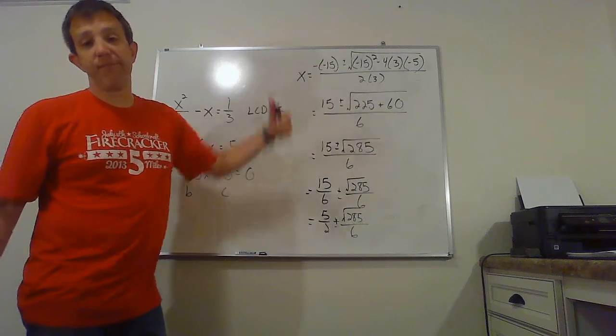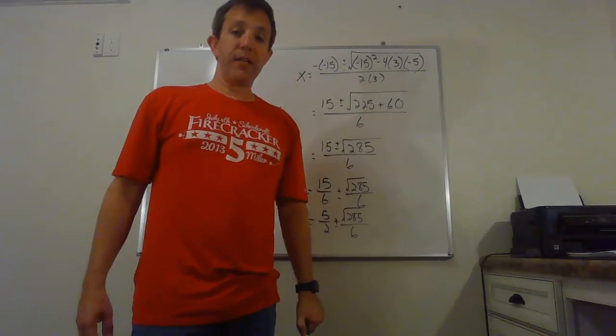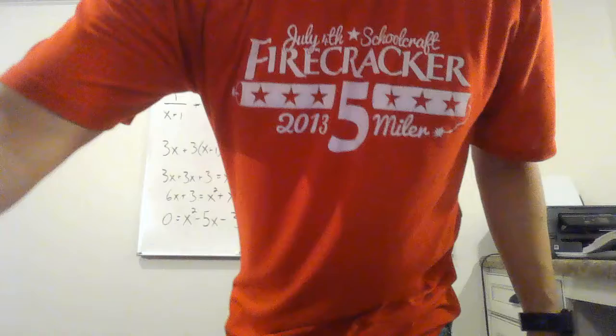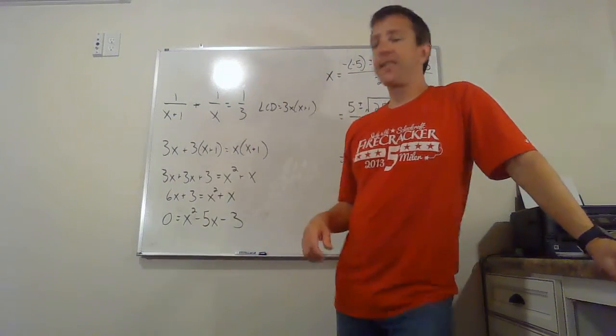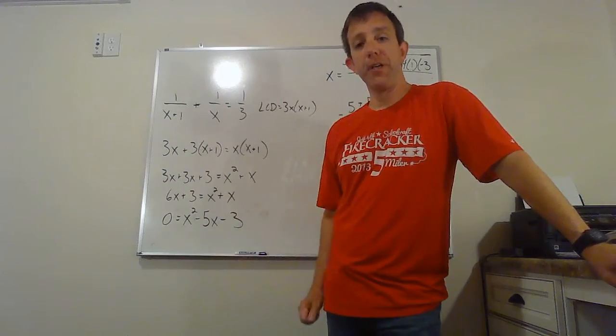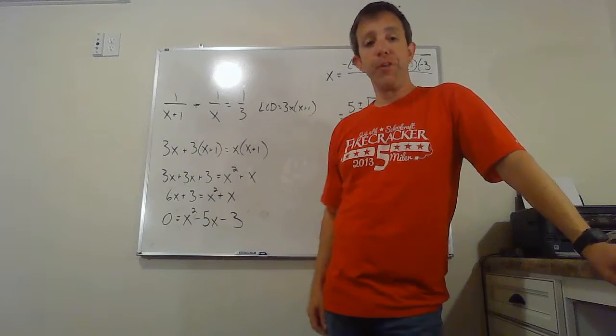Honestly, I would have left it there. That's probably the nicest place to leave it. Let's do one more. All right, last example. 1 over x plus 1 plus 1 over x is equal to 1/3.